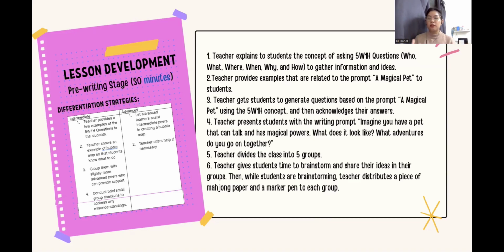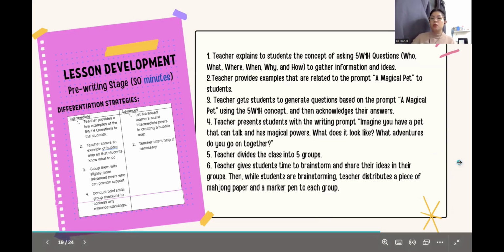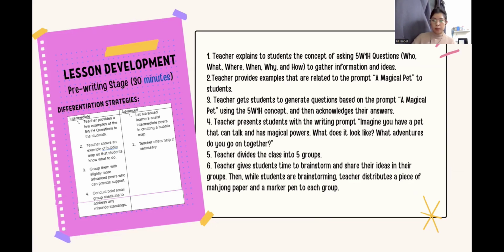Then the teacher will divide the class into 5 groups. This depends on the number of students, but for this class, it will be divided into 5 groups. And then the teacher will give students time to brainstorm and share their ideas in their groups. Then, while students are brainstorming, the teacher will distribute a piece of mahjong paper and a marker pen to each group.